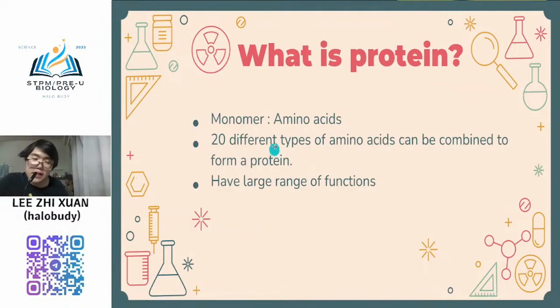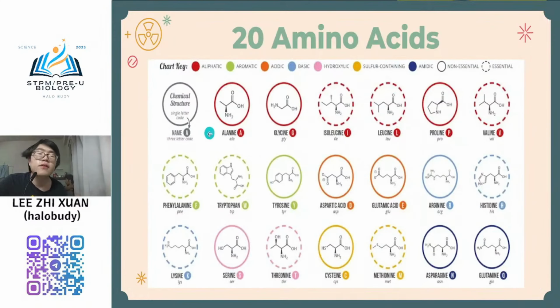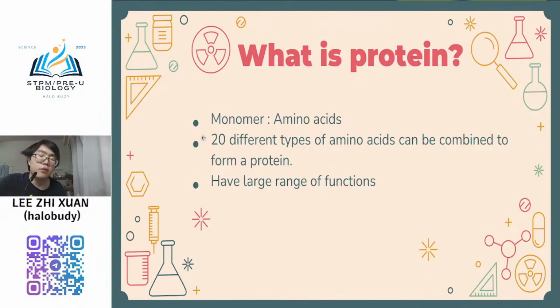So what is protein? I mentioned the monomer is the amino acid, and there are 20 different types of amino acids that can be combined to form a protein. Why is protein very complex? Because it has a large range of functions. There are many functions. What functions can you imagine, if you still remember what you learned in SPM? One of the key ones is enzyme. You know that enzyme is protein.